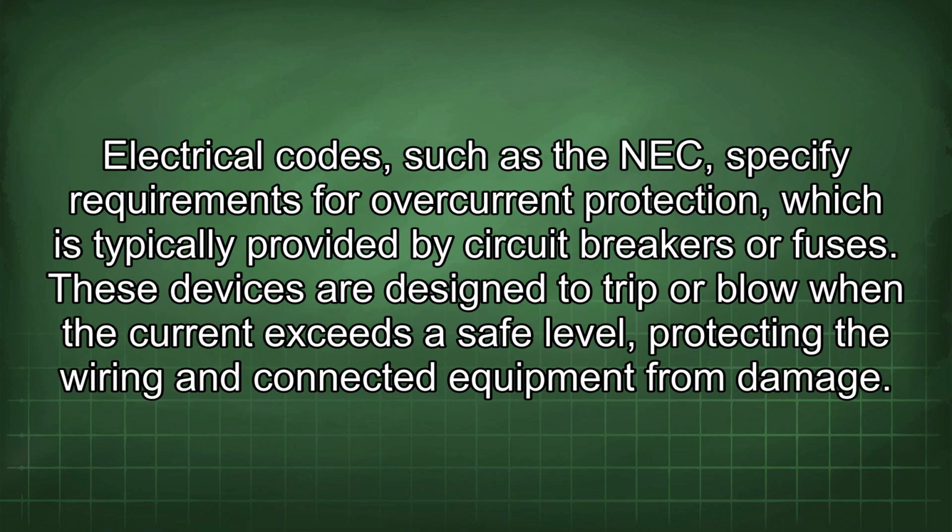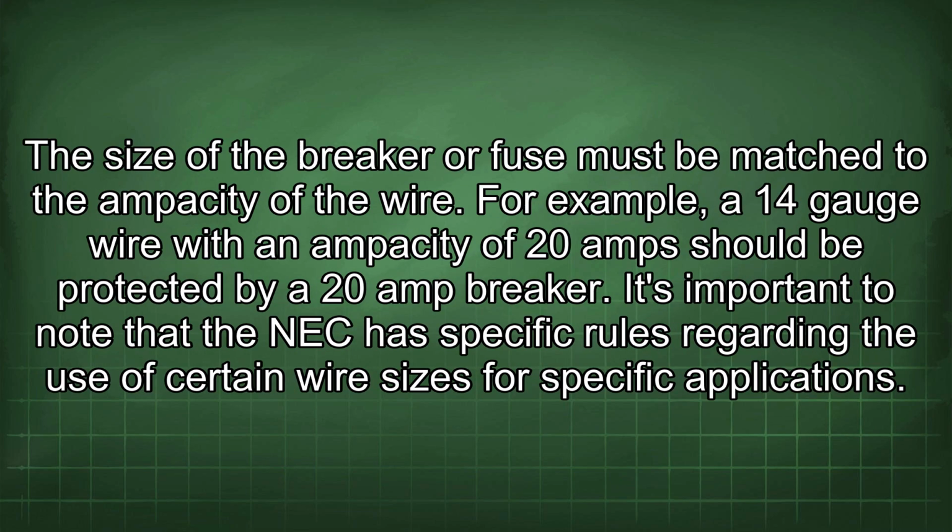Electrical codes, such as the NEC, specify requirements for overcurrent protection, which is typically provided by circuit breakers or fuses. These devices are designed to trip or blow when the current exceeds a safe level, protecting the wiring and connected equipment from damage. The size of the breaker or fuse must be matched to the ampacity of the wire. For example, a 14 gauge wire with an ampacity of 20 amps should be protected by a 20 amp breaker.